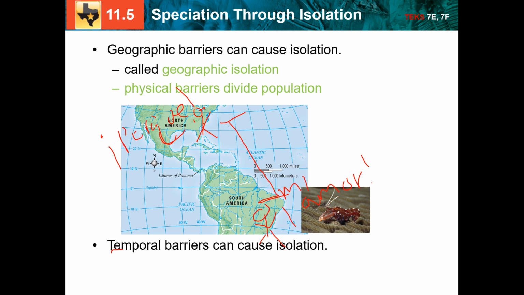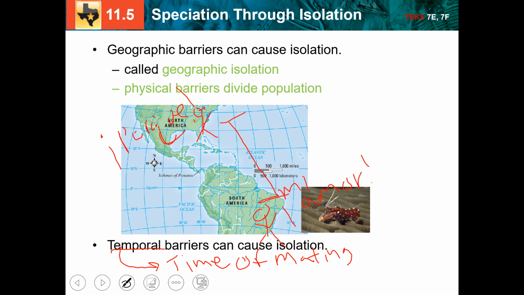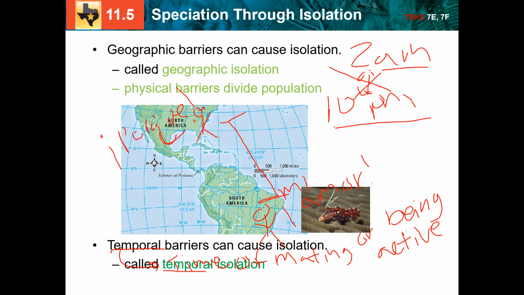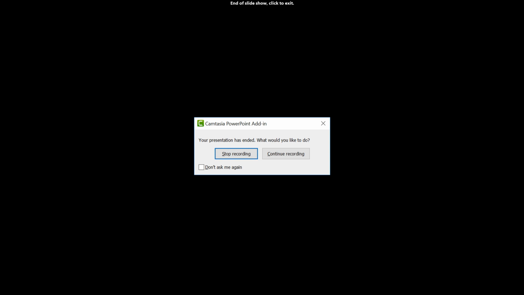The final one is temporal barriers. Whenever you see temporal, that's saying time. Time, meaning that the times that you mate, it's a time of either mating or just being active. So maybe this person is a night owl, right? They're out at 2 a.m., but the other person is only out till 10 p.m. So these two people, they're not going to see each other, right? Because 2 a.m. and 10 p.m. are different times of the day. And the temporal barriers, it's called temporal isolation. So yeah, as it says, timing of reproduction prevents mating. Okay, that's going to do it for this video.